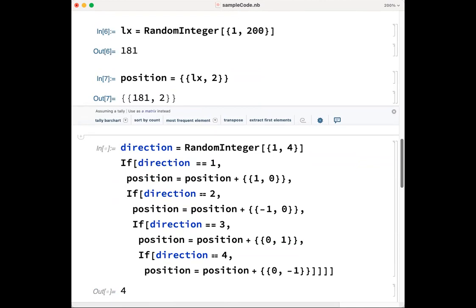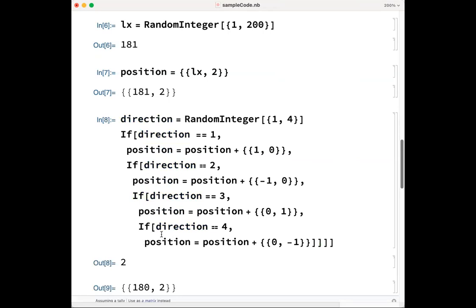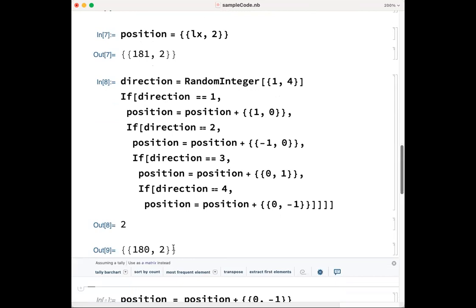And then I have this loop of ifs. The first if is like, if this number that I pick between 1 and 4 is 1, the new position is the old position, plus move it in that direction, or in this direction, or in that direction, or in that direction. Make sense? All right. So then I'm gonna pick a random number, and when I hit Shift Enter here, that's what Mathematica likes, it gives me the new position. So you see, instead of being at 181 and 2, it's now at 180 and 2.